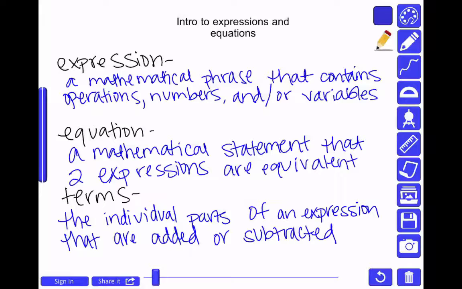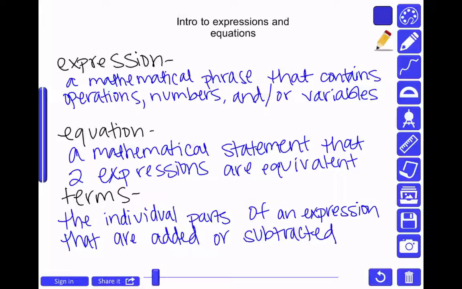An equation is a mathematical statement that two expressions are equivalent. The main difference between an expression and an equation is that an equation has an equal sign. If there is not an equal sign, then it is an expression. An equation is where you have an expression on both sides of the equal sign. And notice that an expression does not have to have variables. An expression could just be numbers, or it could just be a number.